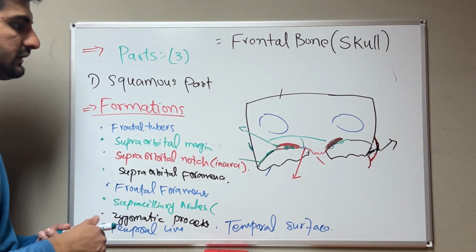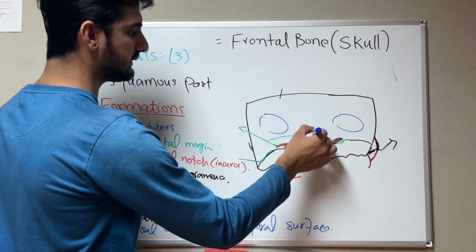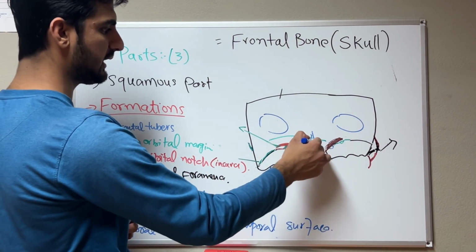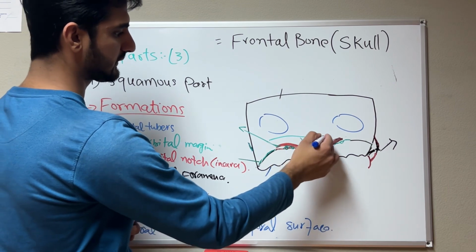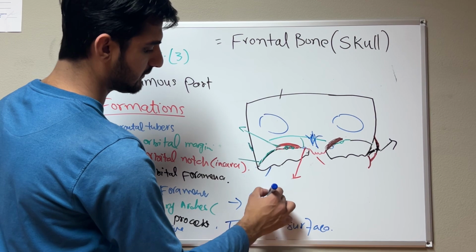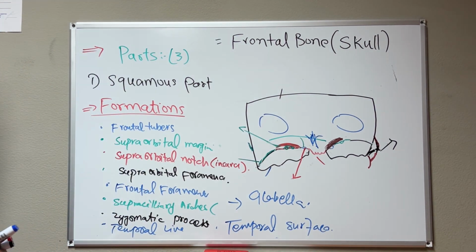and temporal surface laterally. Okay, and there is one formation between the two supraciliary arches, between the two frontal tubers: the glabella. Here we have the glabella. This is what we discussed as the formations in the squamous part of the frontal bone.